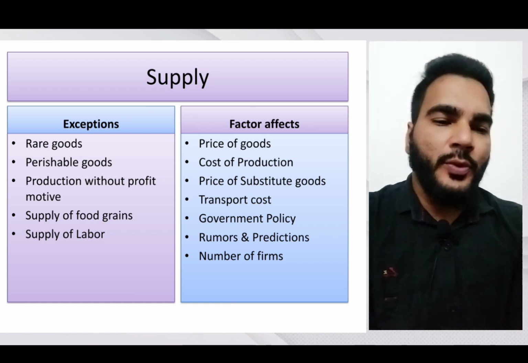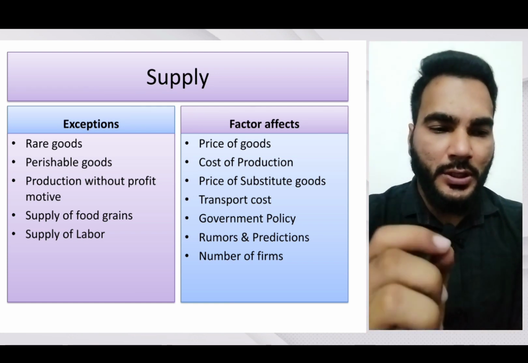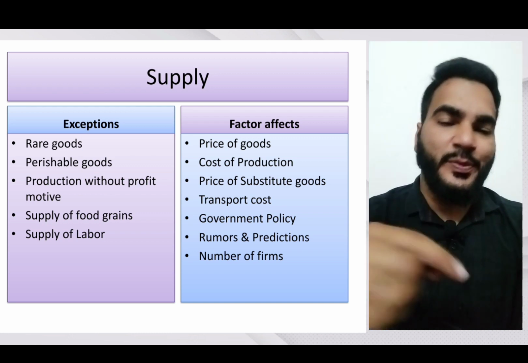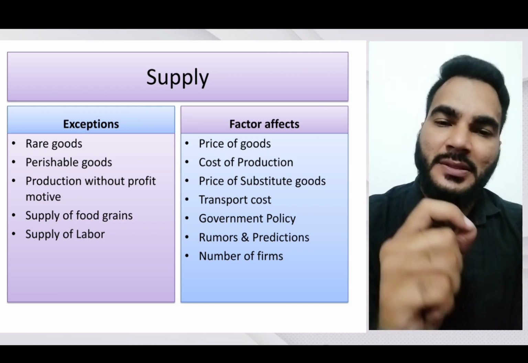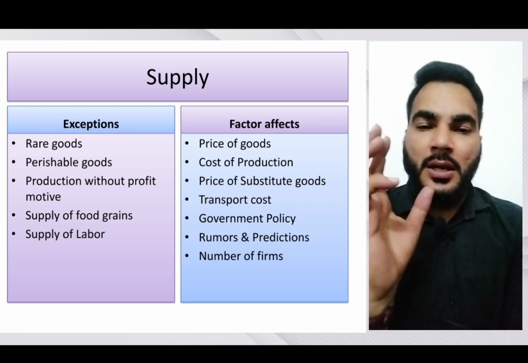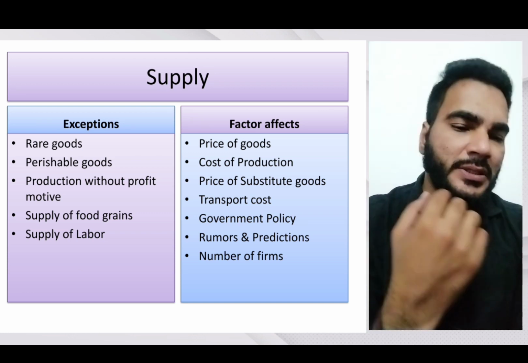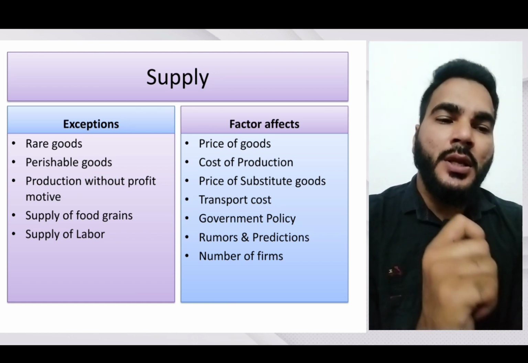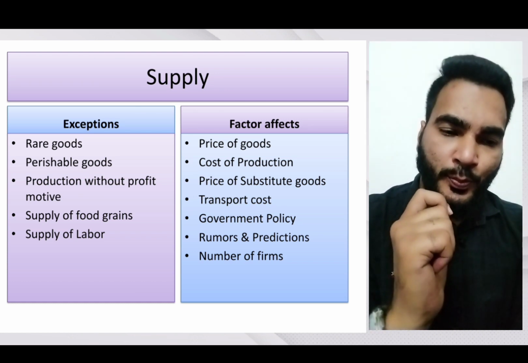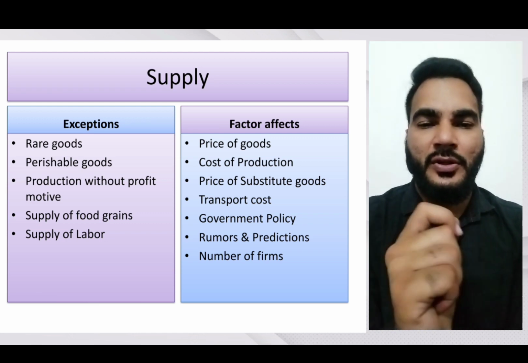Then we have production without profit motive. As the price increases, your profit margin increases. But there are many organizations, such as NGOs, which work to provide welfare to the people, not for wealth.